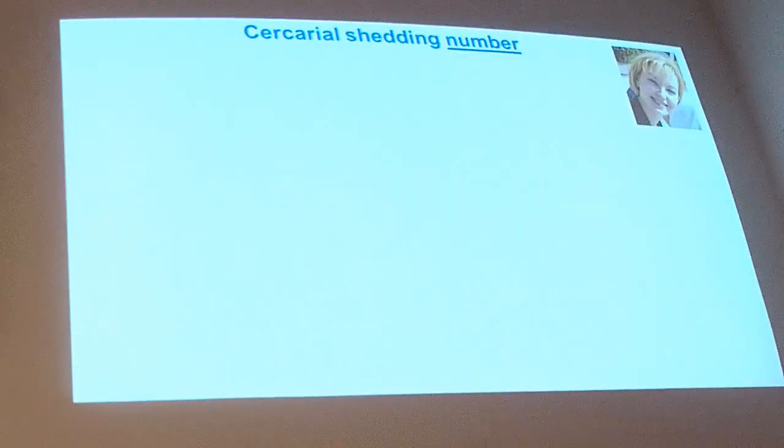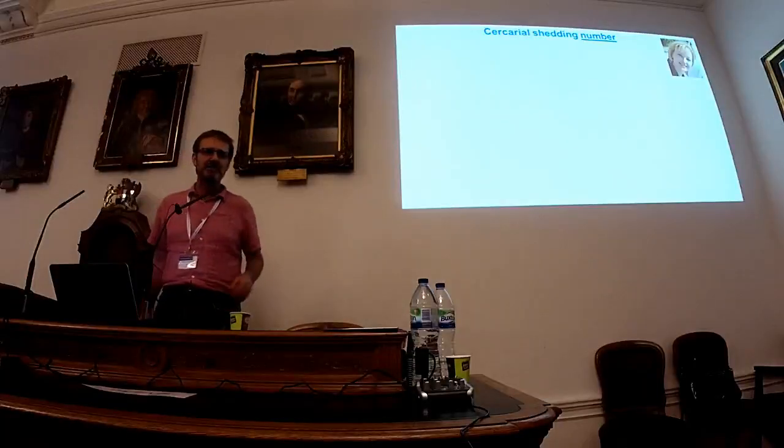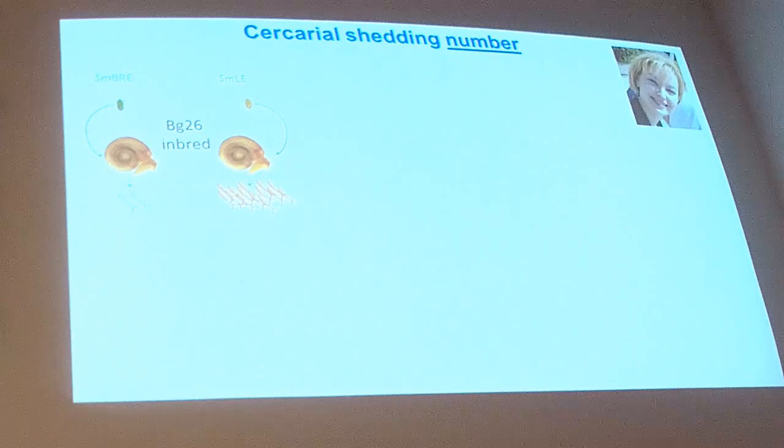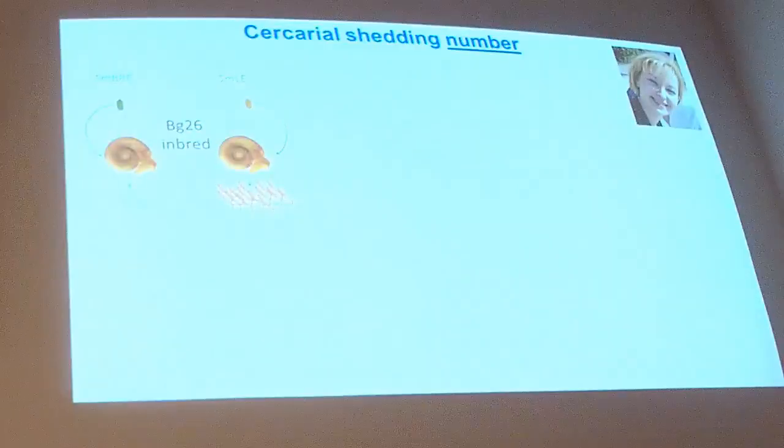Okay, let's move to a new trait. Winka was interested in the number of cercariae that are shed. This is obviously important for transmission, but it's actually quite variable when we look at lines both in the field and in the lab. So she looked at 2 parasite lines. LE produces thousands of cercariae. SM Bray, a Brazilian line, produces miserable numbers of cercariae.